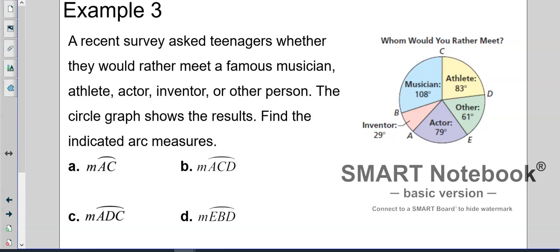And think about it. I'm going to erase this so you don't have to write this. If I went this way to C, that's more than halfway. That is a major arc. So I'm going to go this way, and that means I'm adding 108 and 29. 108 plus 29, and that's 137.